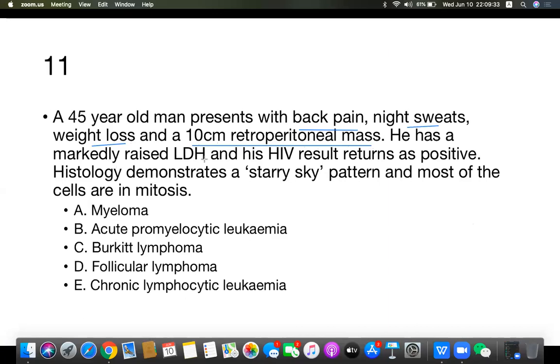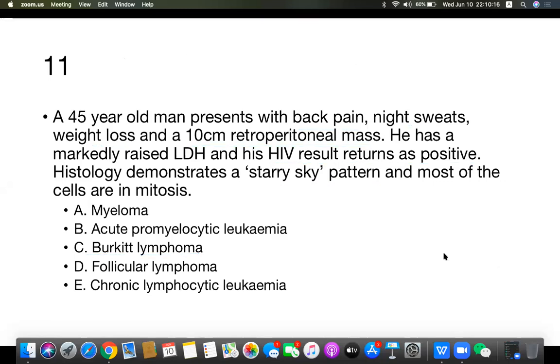He has a markedly raised LDH, which is a feature of any malignancy, and his HIV result returns as positive. See here. So this person is HIV positive, or probably in AIDS. One of the manifestations of HIV and AIDS is non-Hodgkin's lymphoma, like Burkitt's lymphoma. So we can consider that as an AIDS defining illness also these days. And the most important clue is this one, starry sky pattern. So without any doubt, this is a case of Burkitt lymphoma.